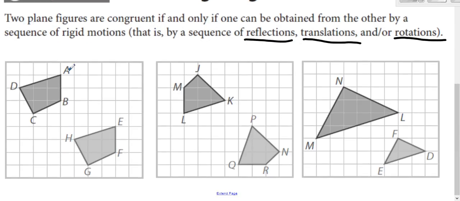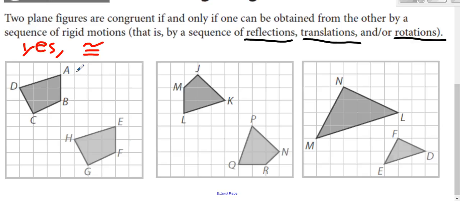So, the first, ABCD mapped onto EFGH. Are they congruent, and how do we know? So, yes, they're going to be congruent. The symbol for congruent is equals with a squiggle on top. Yes, they are congruent, and we know that they're congruent because there's a translation that would map ABCD onto EFGH.